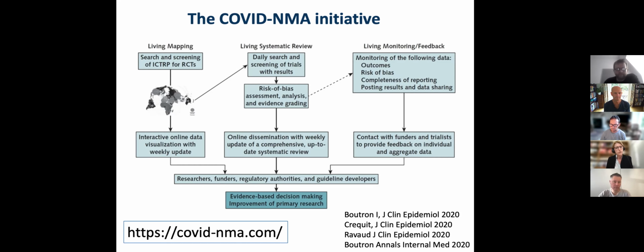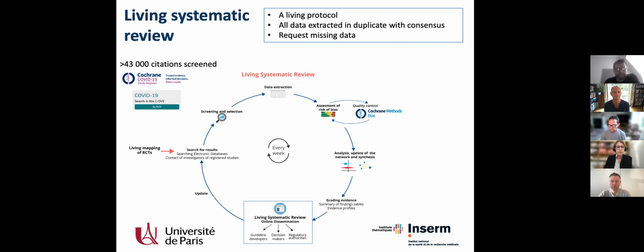At the beginning, it was sort of a proof of concept to see whether it worked. And this system relies on 3 main pillars: a living mapping, a living systematic review, and a living monitoring feedback. And I'm going to describe only the living systematic review. So the idea for the living systematic review is to inform stakeholders from the beginning of the pandemic. And so we set up a platform, and we set up a complex process to be able to search every day for studies with results, to extract the results as soon as they are available.